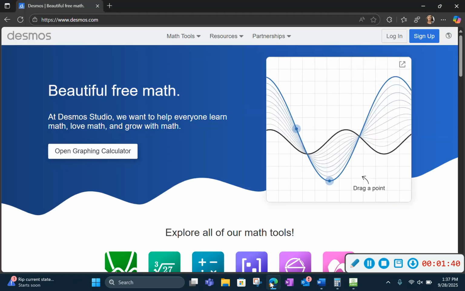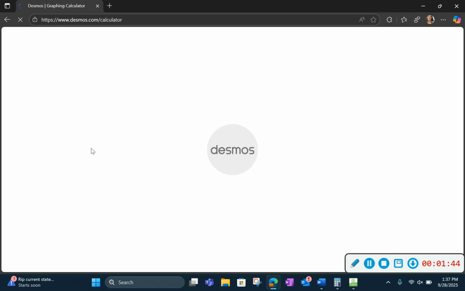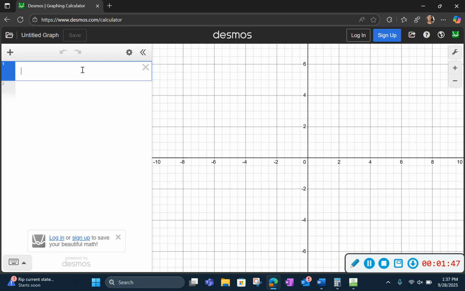All right, so we're going to go to Desmos. It is desmos.com. You're going to hit Open Graphing Calculator. When you open the graphing calculator, you are going to have a screen that looks like this. If you want to sign up and create an account, you can, but you don't have to.